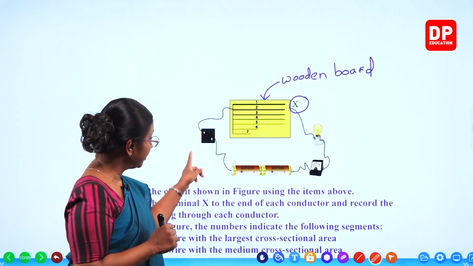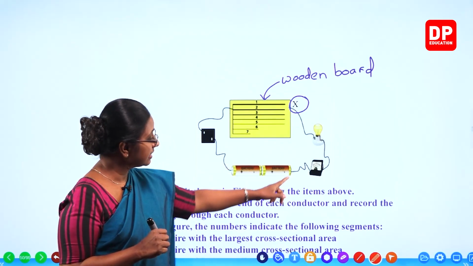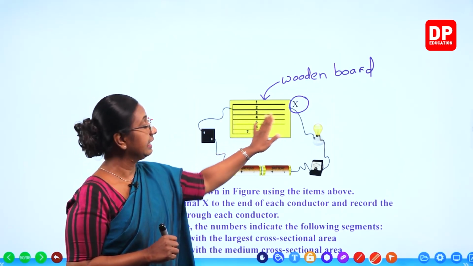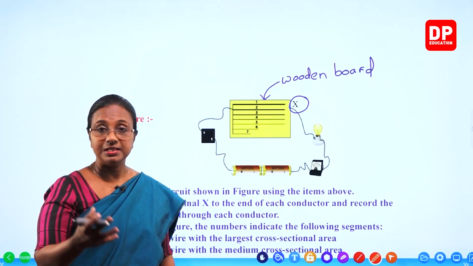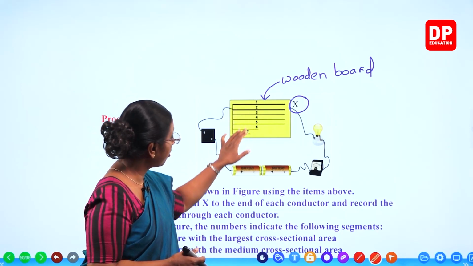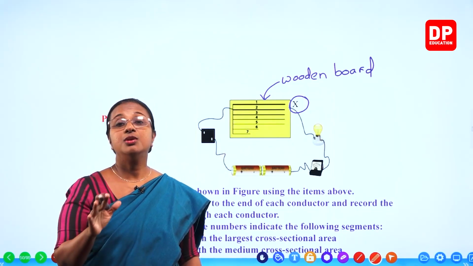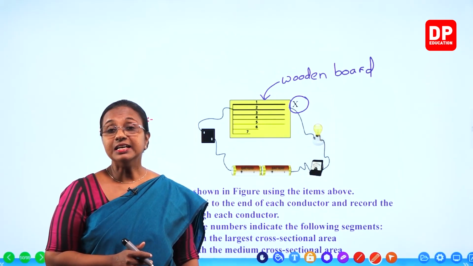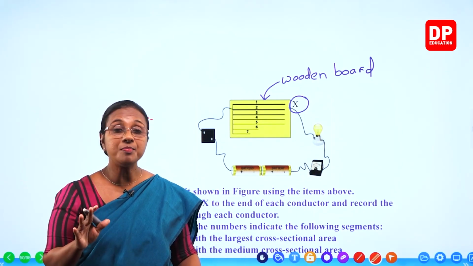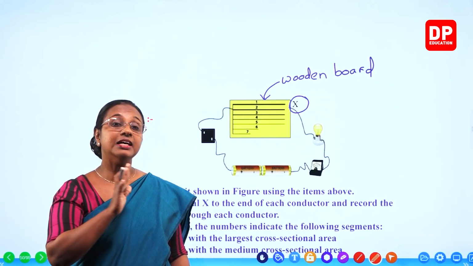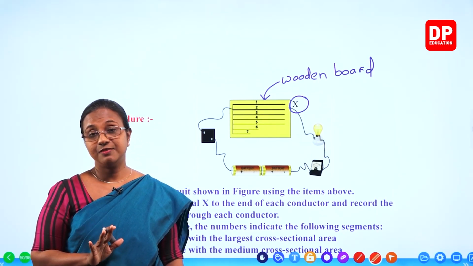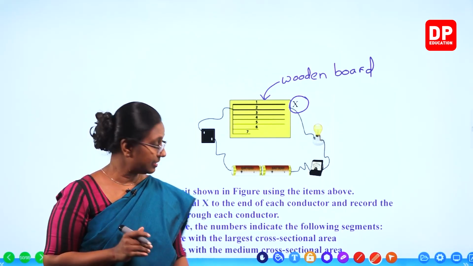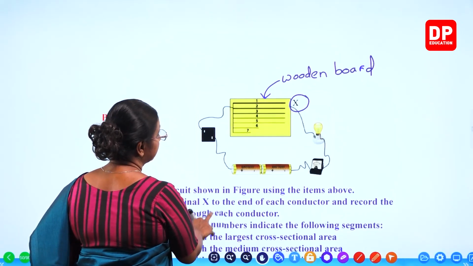Again switch on, observe the brightness and also get the ammeter reading. Switch off, connect it with the third conductor, repeat the procedure. Likewise, for all the 7 conductors, you have to repeat the procedure and you need to get the ammeter reading. From that, you can understand the effect of all these 3 factors on the resistance of the conductor. That is the procedure. We will read the procedure again.